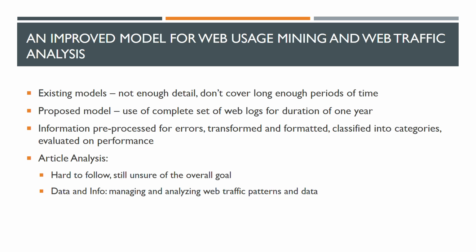A lot of the stuff in the article was relating to computer outputs and how they inputted the data, and the figures in the article were basically screenshots of what they would get on their computer screen. It was hard to follow. I'm still not sure what the overall goal was after reading it. I know they were trying to propose a better way of collecting this data, but I still haven't understood how they were doing it and why it was different than existing models, other than they just had more information. But it's managing and analyzing web traffic patterns, so I thought it related to data and information fairly well.